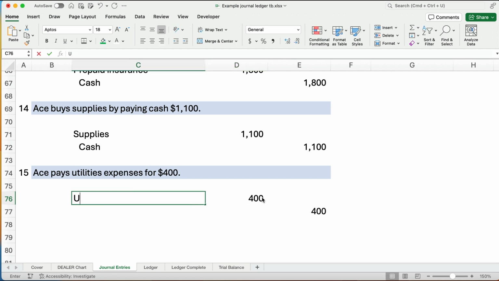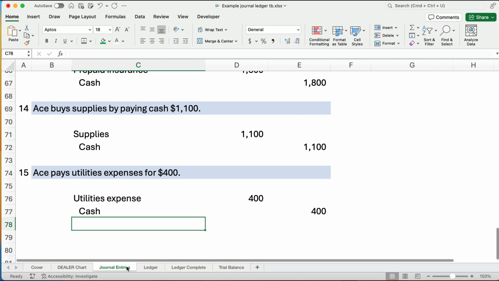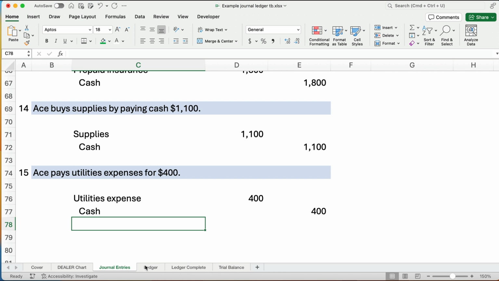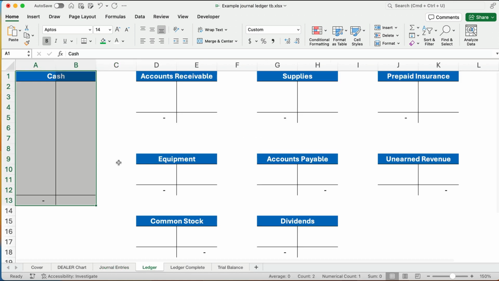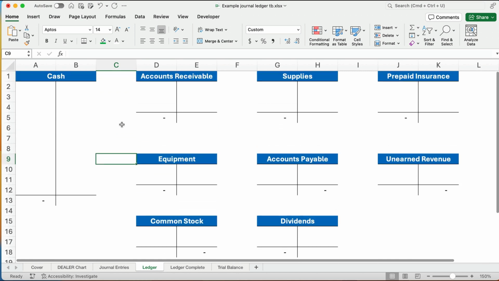So we call this utilities expense and credit cash. So that's our debit and that's our credit. Now, one thing we need to know is how to do the ledger. So this is the journal, all the original entries. The ledger is just simply listing all the accounts that we have and trying to figure out the balance.